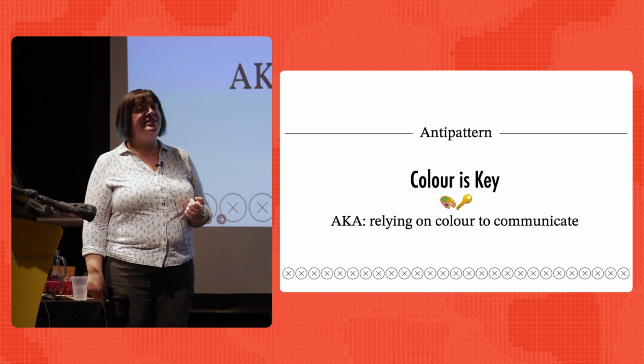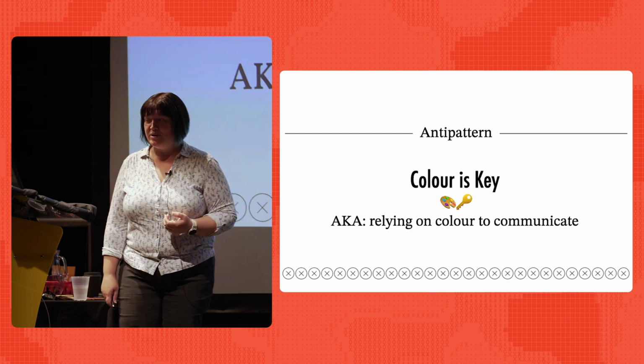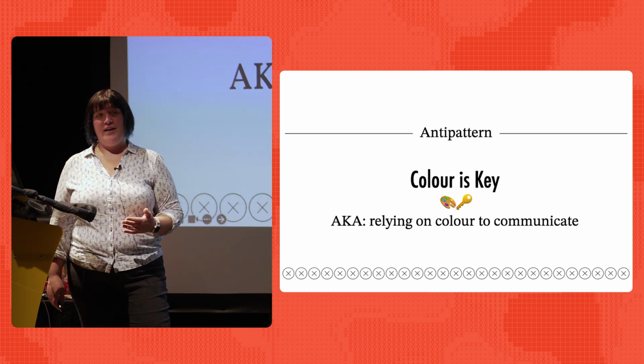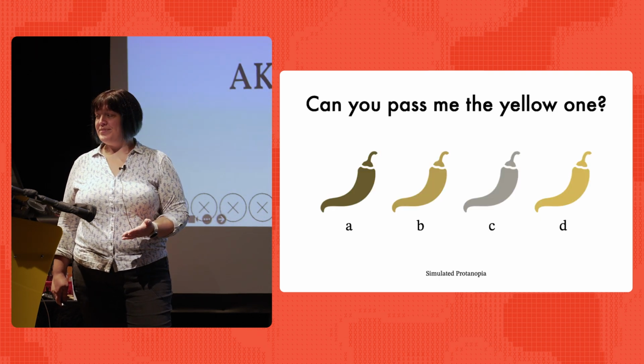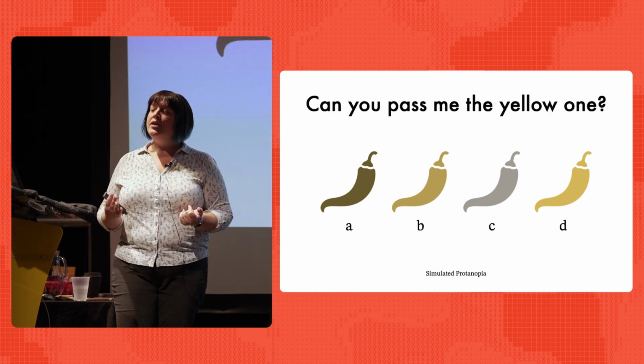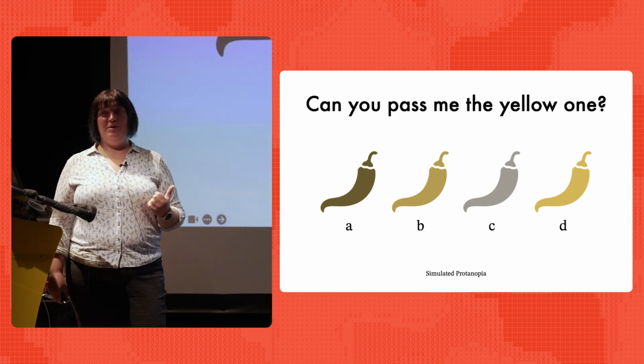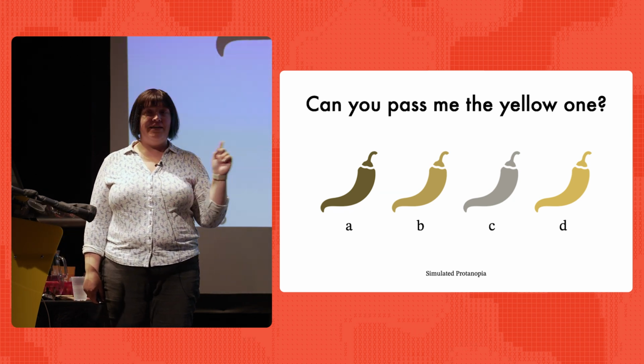Right, another anti-pattern here. We're going to talk a little bit more about colour. Now, this is a fun one. This is all about relying on colour to communicate. Now, you've got to wake up again now. Okay? I have simulated protanopia, which is a type of colour blindness here. One of these is yellow.